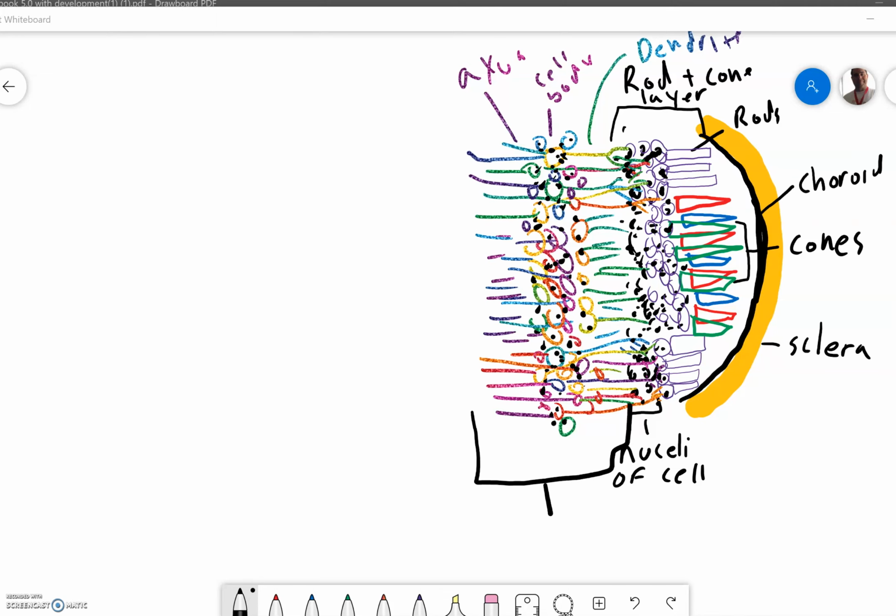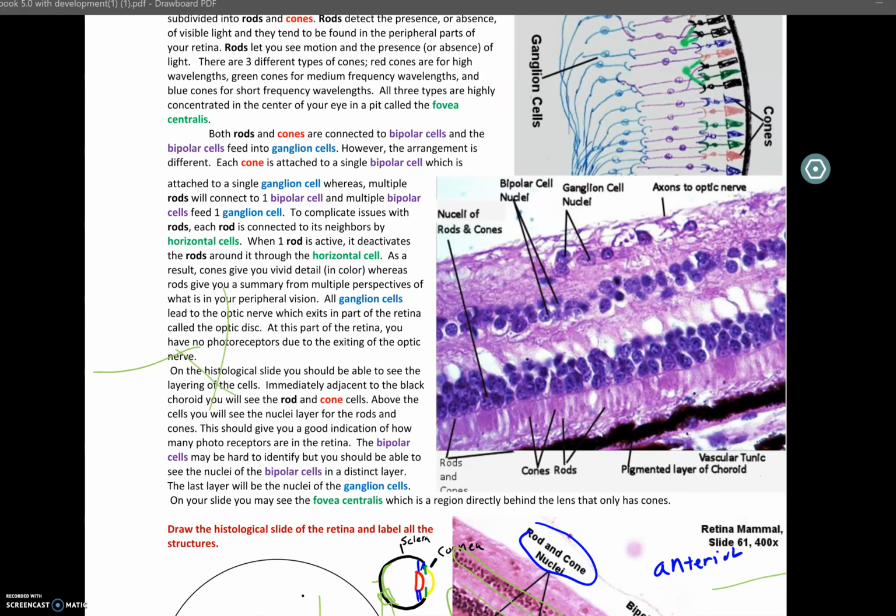We have a very dense layer of rods and cones. I should probably add a few more layers of nuclei here. Then we have our bipolar cell layer. So you still have a lot of nucleus all on top of each other, but it should be a little bit less dense than this. And I could always tell this is the rod and cone layer because I have my sclera here, and I have my choroid coat there. So label the cell bodies of the bipolar cells and the bipolar cell layer. This is what it looks like on the real histology slide.